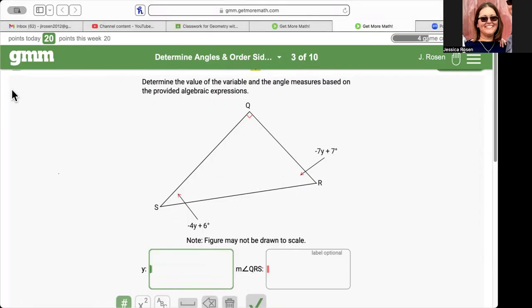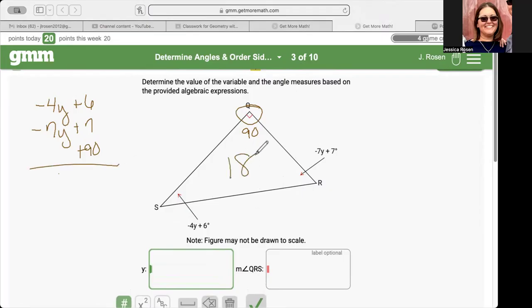Again, it gives us 90 degrees right here, which is kind of nice. So we know that that's 90. So we're going to have negative 4y plus 6, and then negative 7y plus 7, and 90. And we should know the interior equals 180 degrees. And then just combine those terms. So negative 7 and negative 4 is negative 11y. And then 6 plus 7 plus 90, oops, I put negative in my calculator, is 103.